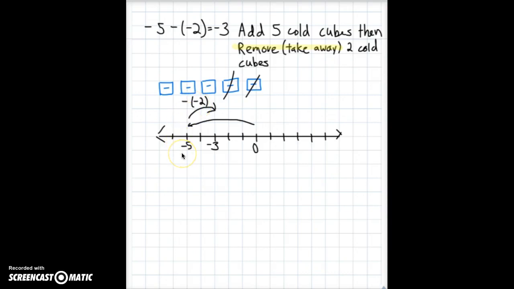And when you take away cold, the temperature increases, which makes sense. It goes to the right, and you end up at -3. Okay, now let's consider another problem.